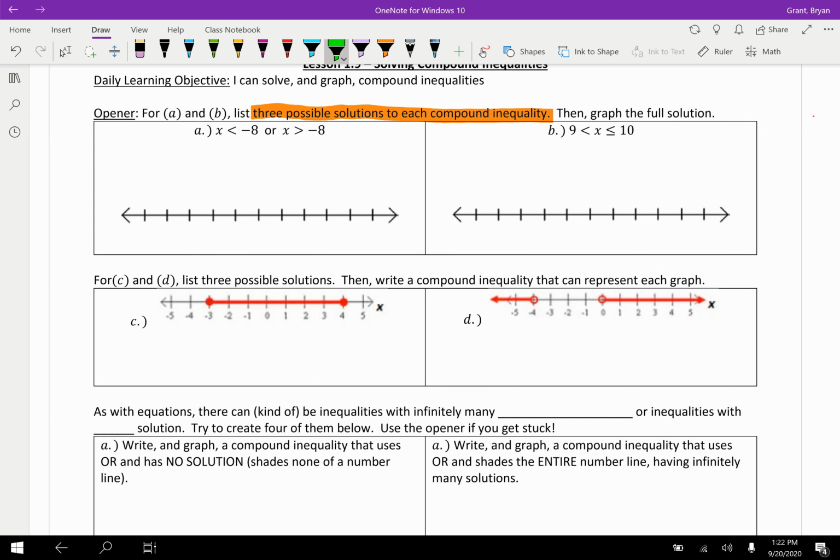Then the second part is you need to go through and actually graph the full solution. So you need to use the number line that's there, number it, and get those graphed. So go ahead, take a minute or 2, work through those, pause the video, and then once you're done with those 2, unpause the video, and we'll see how you did.